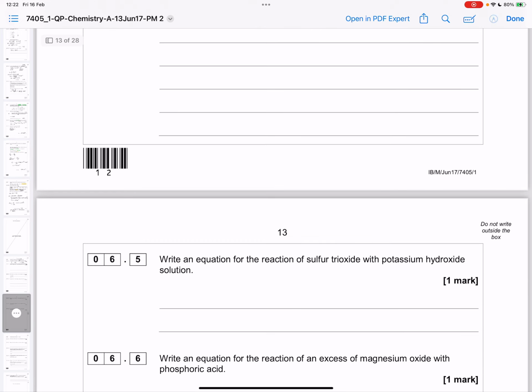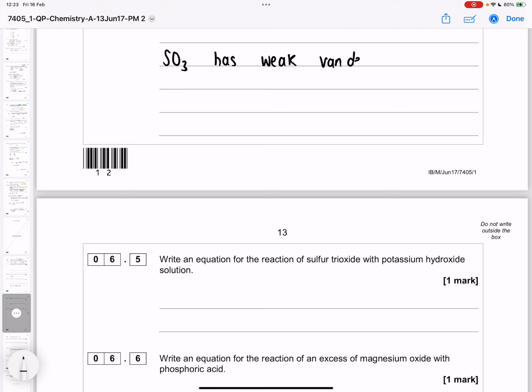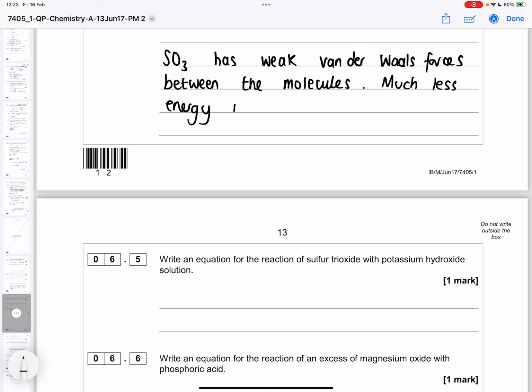And then SO3 has weak van der Waals forces between the molecules. Much less energy needed to overcome these.